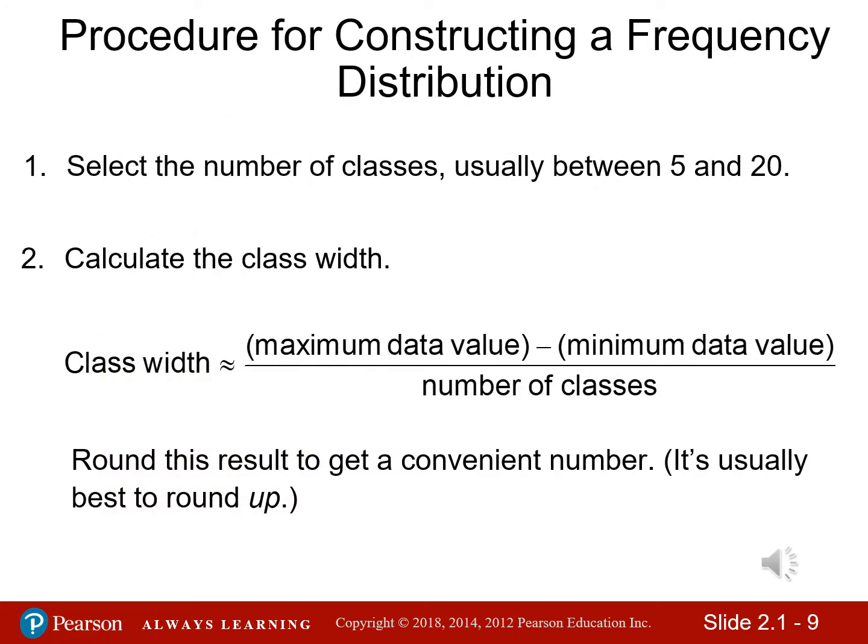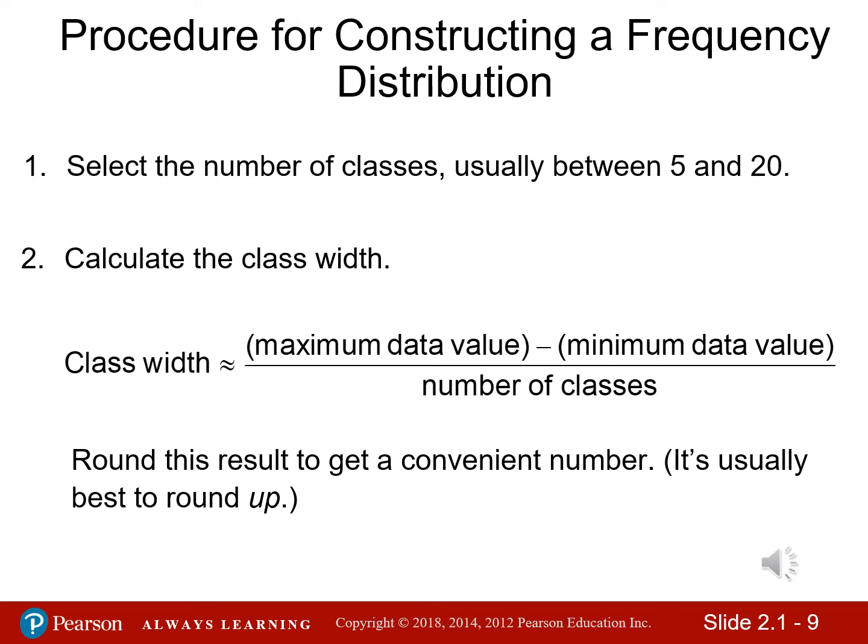In creating a frequency distribution, there's 6 steps we want to follow. Step 1 is selecting the number of classes. There are no hard and fast rules about how many classes to pick, but there are a couple of general guidelines to follow. The first general guideline is we want to pick between 5 and 20 classes or 5 and 20 categories. And then the second guideline is to make sure you have a few items in every category.